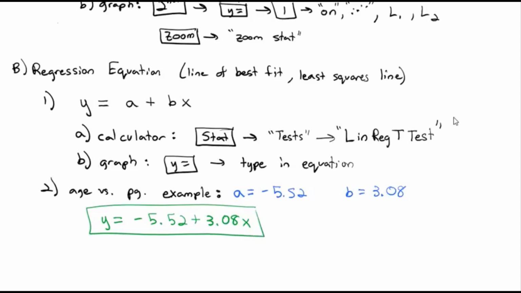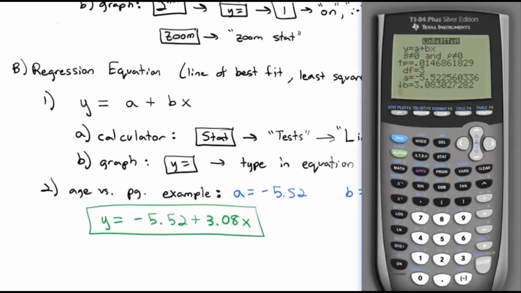This equation models as close as possible my scatter plot. If I hit y equals, I can type that in. Negative 5.52 plus 3.08x. The x button's right next to the stat button. And when I hit the graph button, what I'll see is I have a line that goes right through the middle of my dots. Seems to model that quite well. We have a line of best fit.